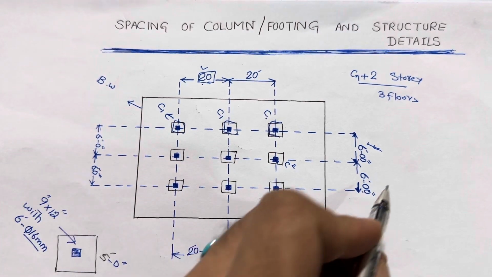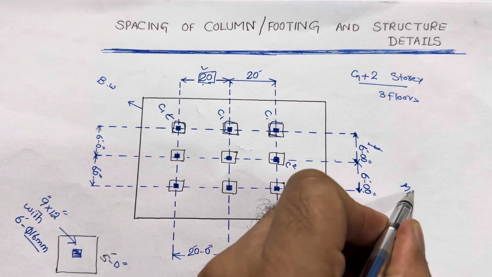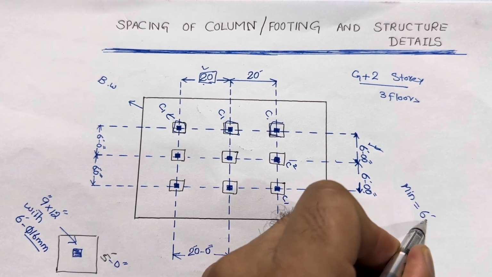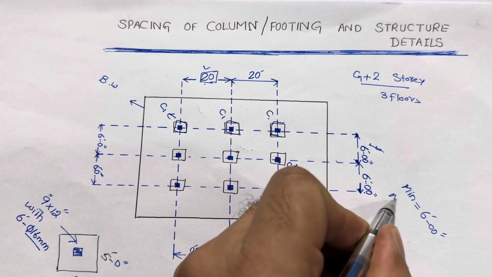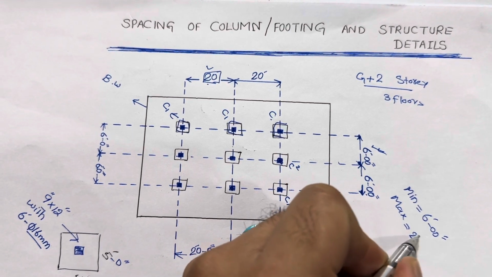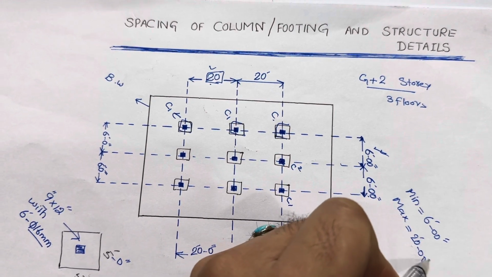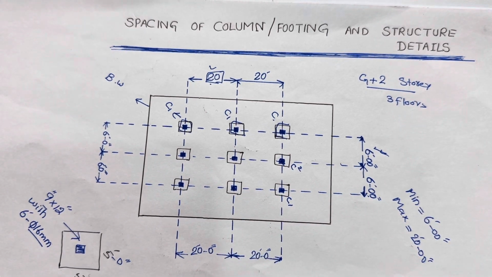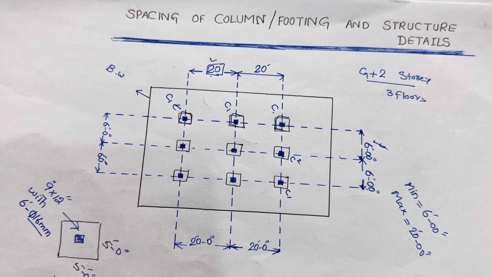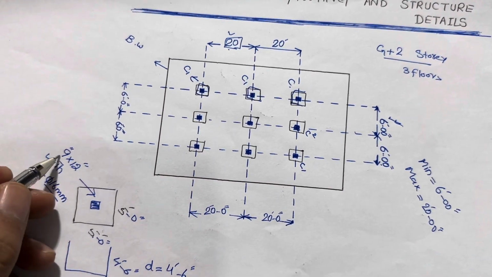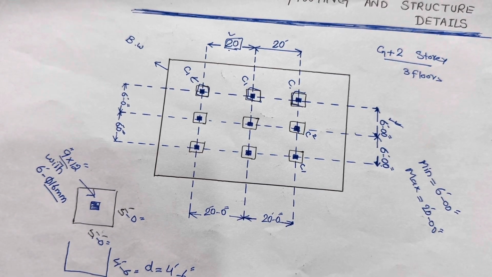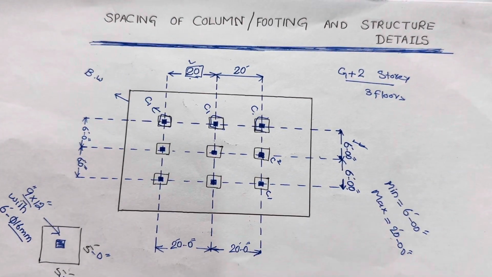So the minimum span is 6 feet 0 inches, and the maximum span is 20 feet 0 inches. If the span is up to 20 feet, which is maximum, the footing size should not be less than 5 by 5 feet, and the column size should not be less than 9 inches by 12 inches, rectangular. The depth of the footing should not be less than 4 feet and 6 inches for G plus 1 story, G plus 2 story, means 3 floors.